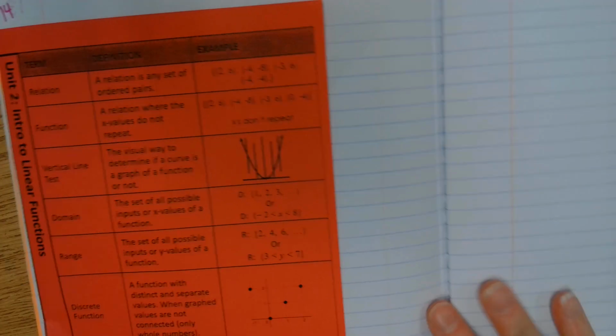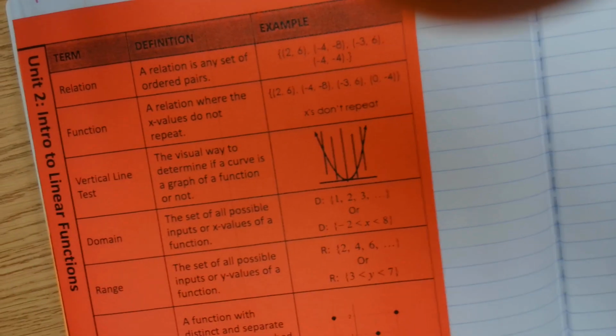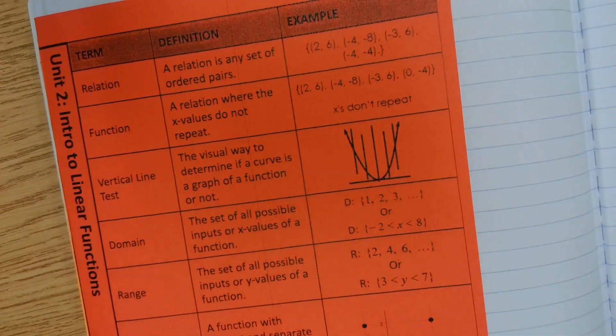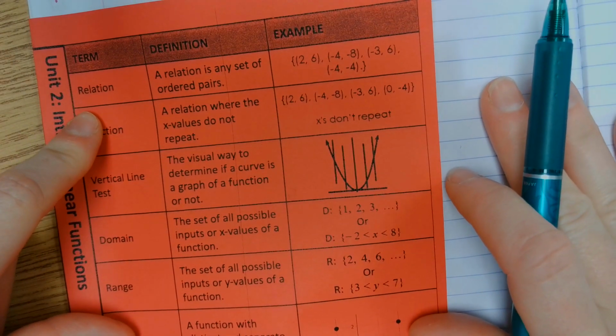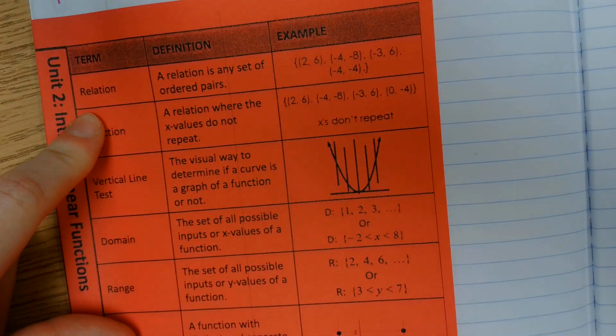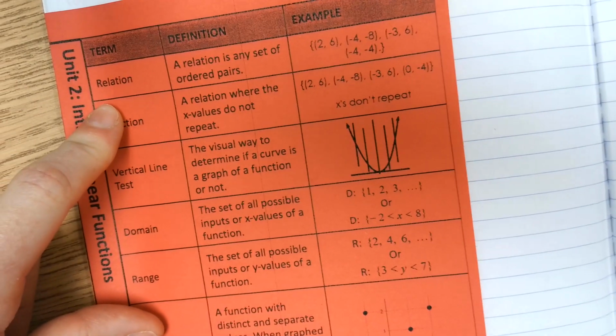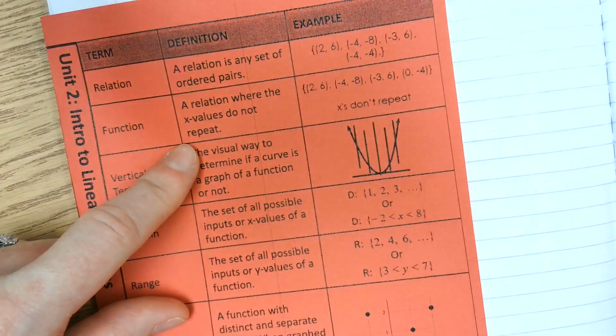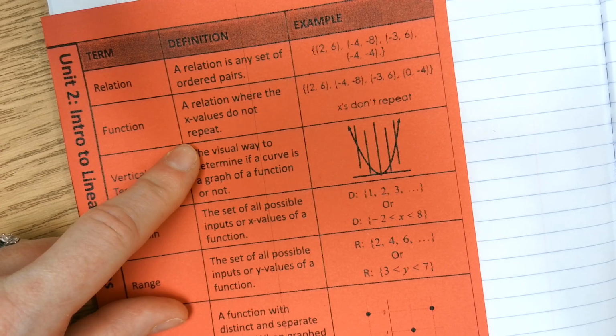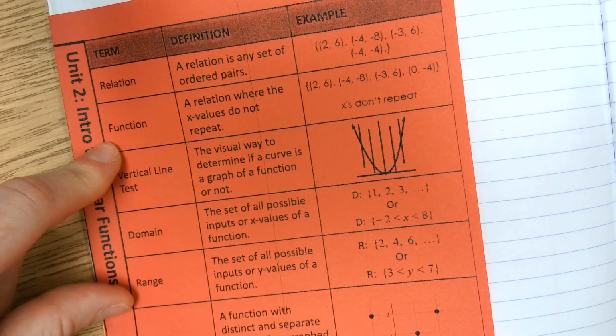All right, here's our vocabulary. So let's look. The first thing is a relation. A relation is any set of ordered pairs. So ordered pairs are your x and y. And then a function is a relation where x values don't repeat. So do y'all remember learning about that? X values cannot repeat in order for it to be a function.